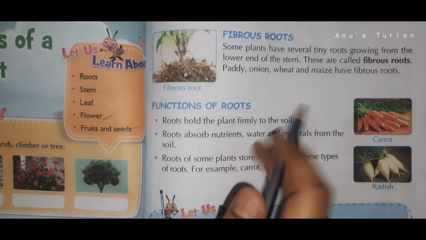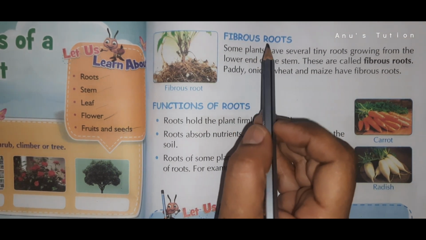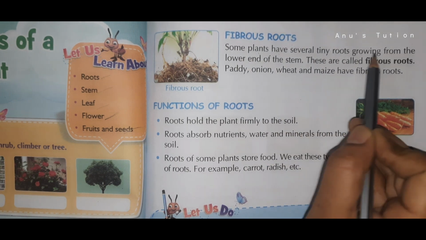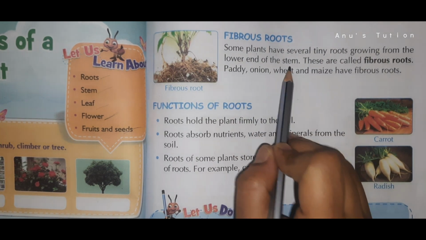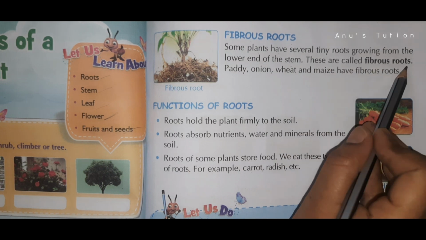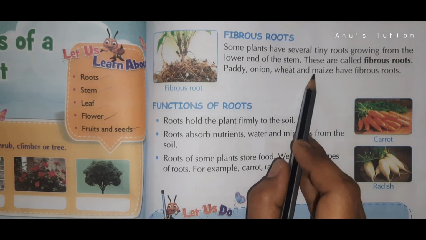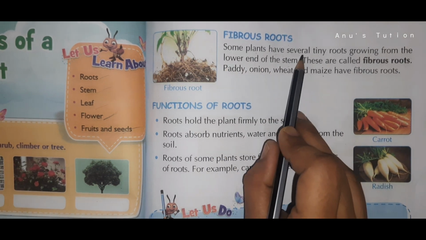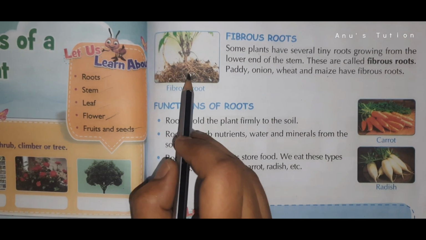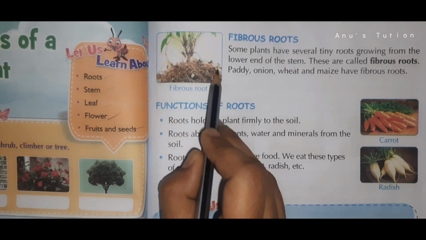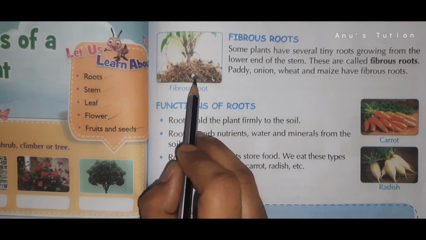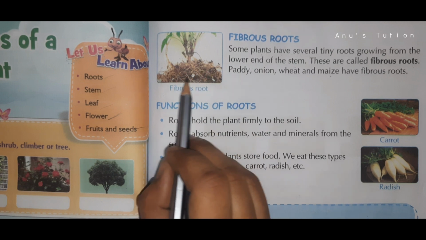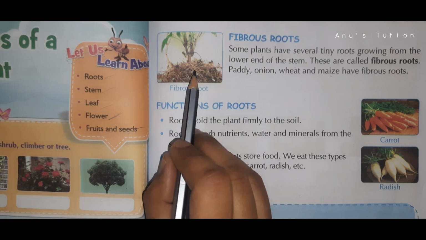Fibrous roots. Next we are going to discuss fibrous roots. Some plants have several tiny roots growing from the lower end of the stem. These are called fibrous roots. Paddy, onion, wheat and maize have fibrous roots. See here in this picture, there are so many unlimited tiny roots growing from the lower end of the stem. These types of roots are known as fibrous roots.